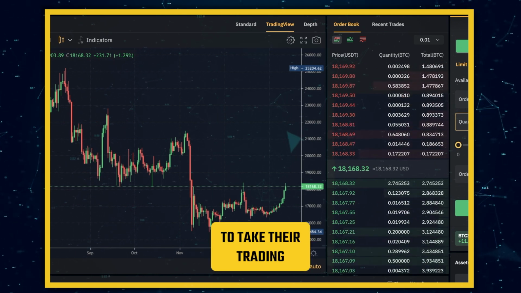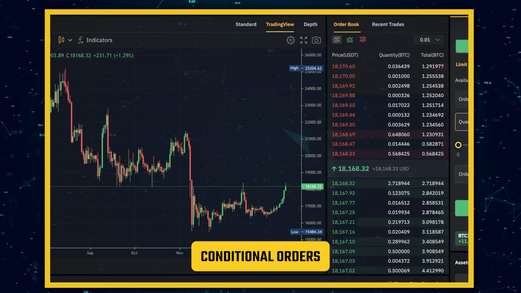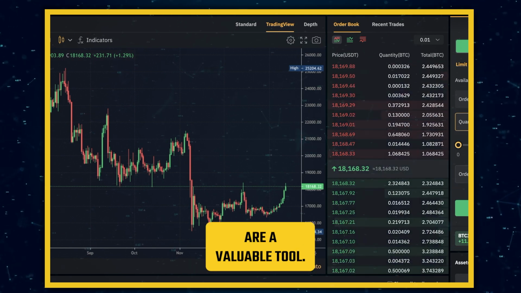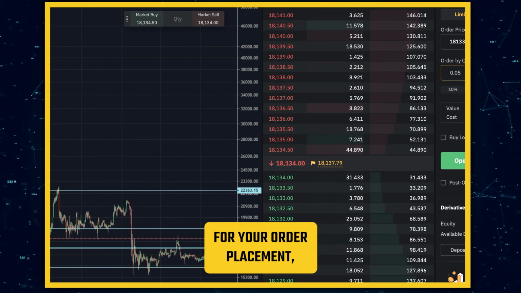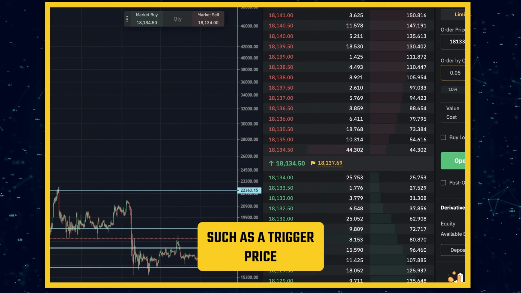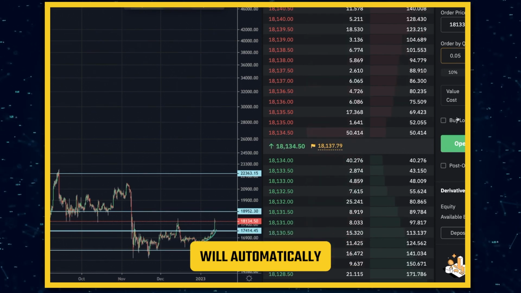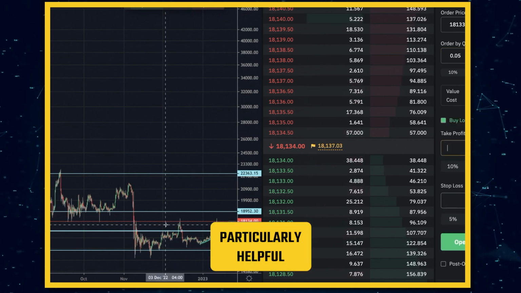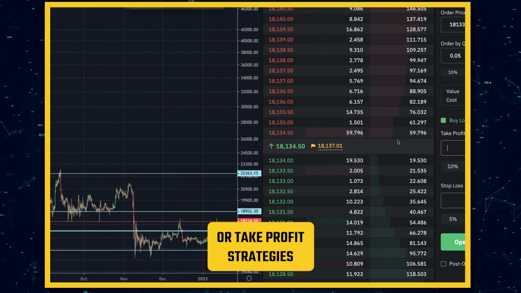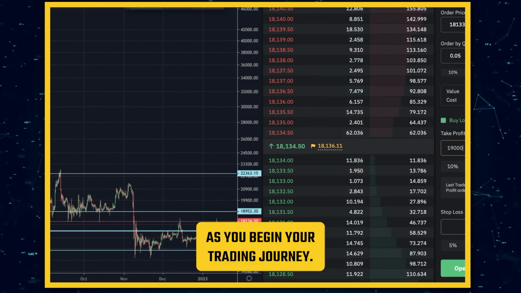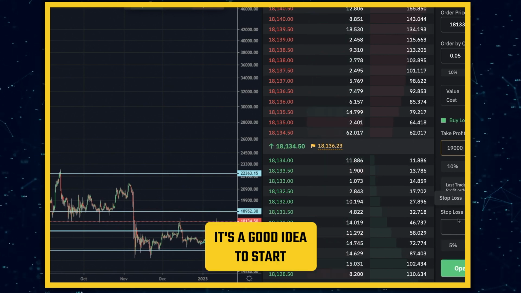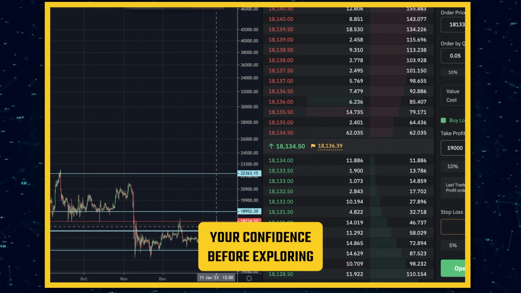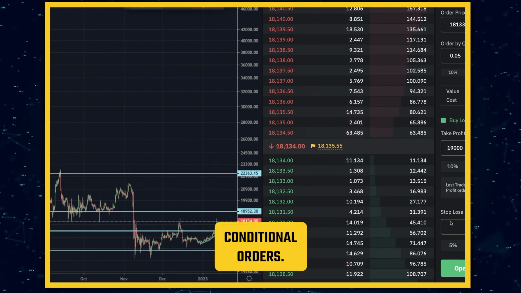For those looking to take their trading to the next level, conditional orders are a valuable tool. They let you set specific conditions for your order placement, such as a trigger price that, once reached, will automatically execute a market or limit order. This feature is particularly helpful for implementing stop-loss or take-profit strategies. As you begin your trading journey, it's a good idea to start with the market and limit orders to build your confidence before exploring conditional orders.